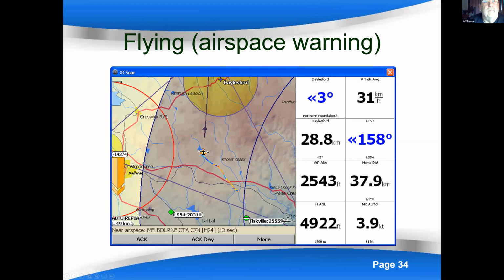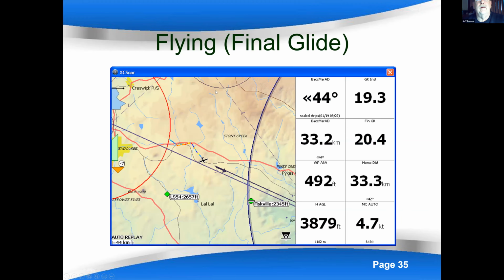Now in this case, apart from the airspace here, we've got a red CTAF airspace showing up around Ballarat Airfield. So it's telling us we're 3 degrees to Dalesford and 28 kilometres to go. And we still need 14,000 feet to get around our task at this stage, which we've done in the meanwhile. And we've gone up to Dalesford, we've come back from Ballarat.